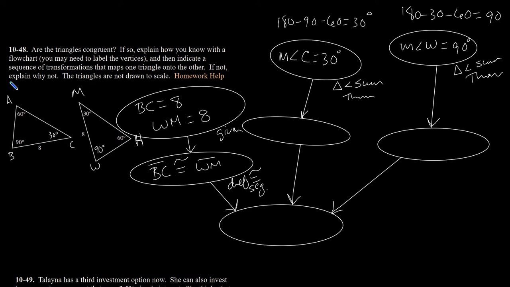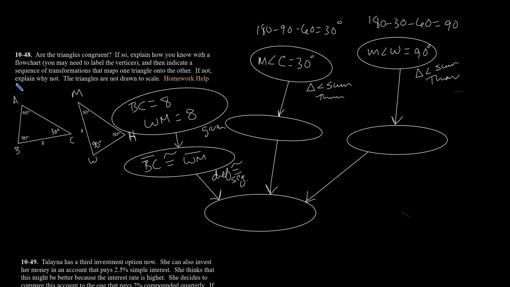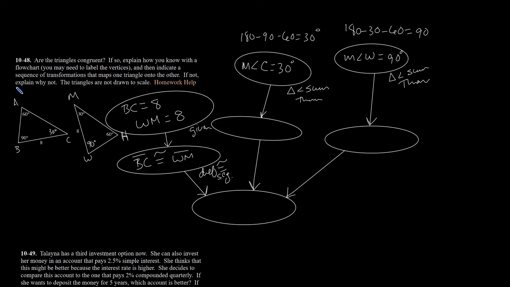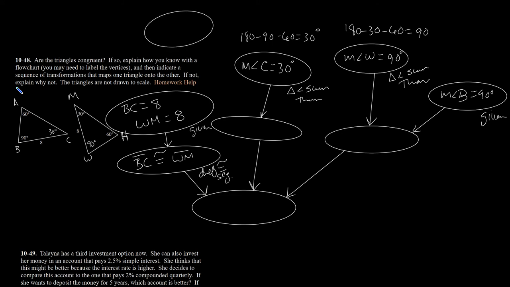Not quite. Actually, I need to include two other angles, right? I need to point out that the measure of angle B is 90 degrees, and that was given, right? They gave me that B was 90 degrees. That was on the diagram. And I also need to include that the measure of angle M was 30 degrees, and that was given.